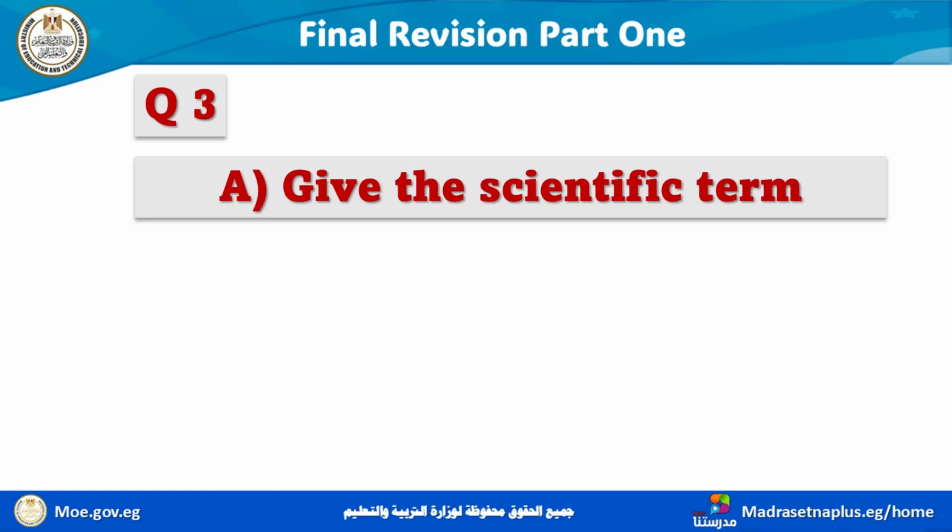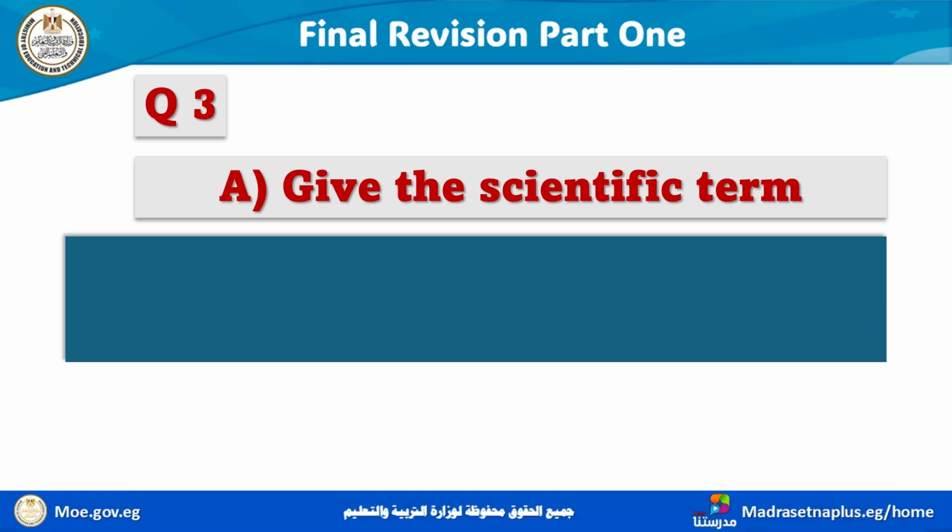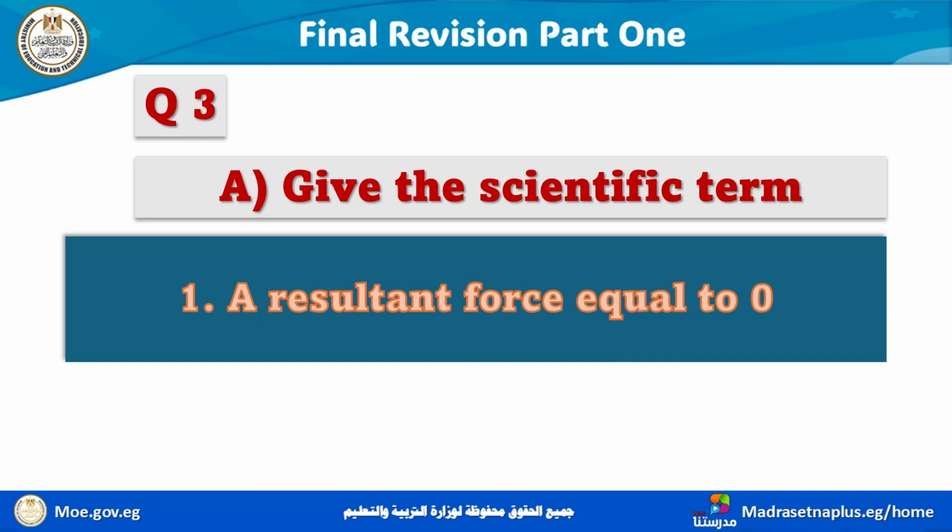Question 3. Give the scientific term. Number 1. A resultant force equal to 0. The resultant force equal to 0 is the balanced forces. This is the single force that represents the combined effect of all the individual forces acting on an object. When the resultant force is 0, the object is said to be in a state of equilibrium.